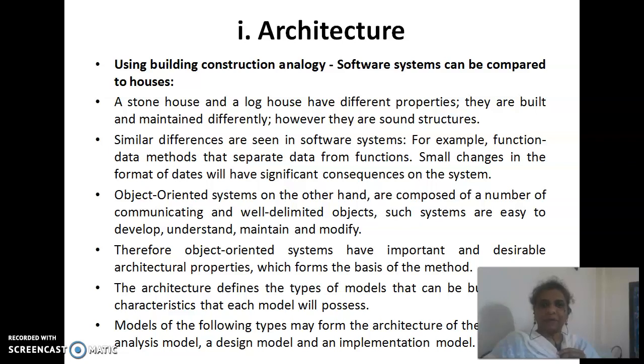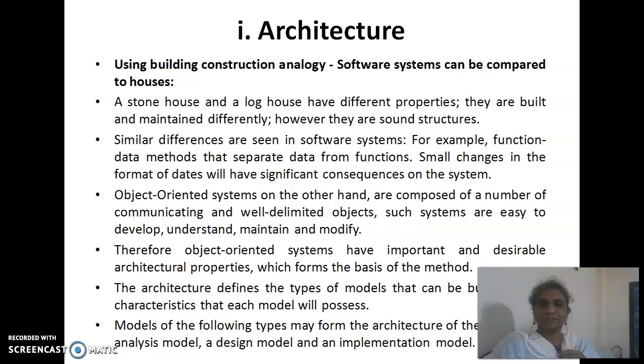For example, in function and data methods that separate data from functions, small changes in the format of dates will have significant consequences on the system. Object-oriented systems, on the other hand, are composed of a number of communicating and well-delimited objects. Such systems are easy to develop, understand, maintain, and modify. Therefore, object-oriented systems have important and desirable architectural properties which form the basis of the method.